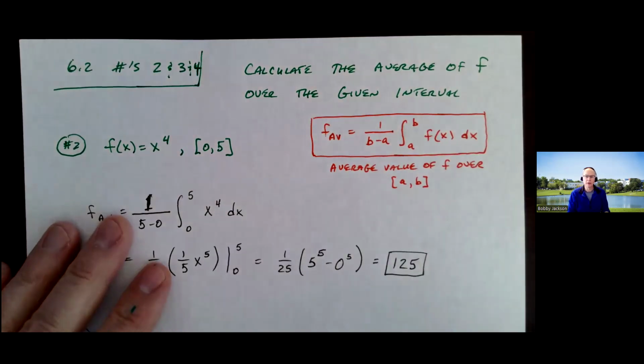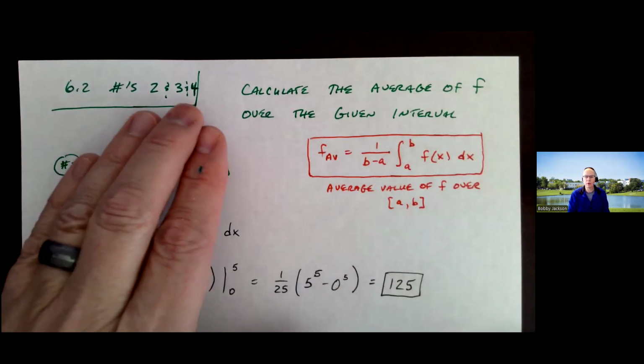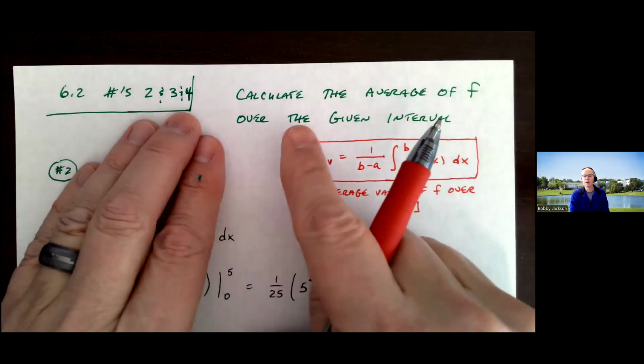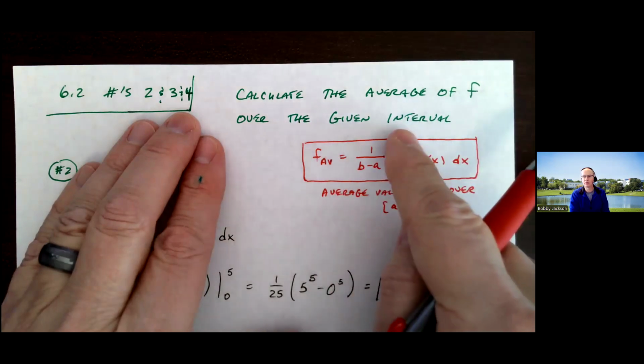Okay, we're going to look at three problems in section 6.2, numbers 2, 3, and 4. I decided to stick 4 in here as well. And we're just going to calculate the average value of the function over the given interval.